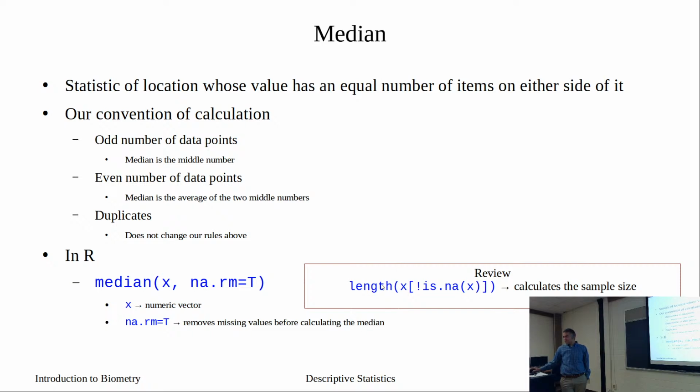I do have a review. Just remember length of our vector gives us how many rows we have. And then in brackets, exclamation point is.na, and then our vector again calculates our actual sample size. This function gives us the actual sample size, so it only counts non-missing data.